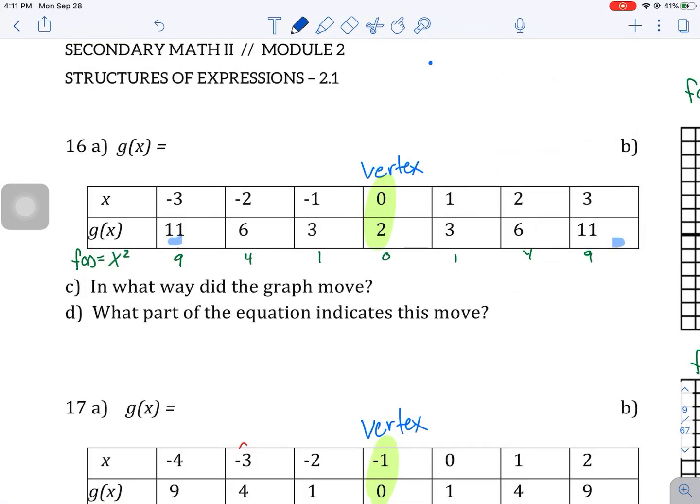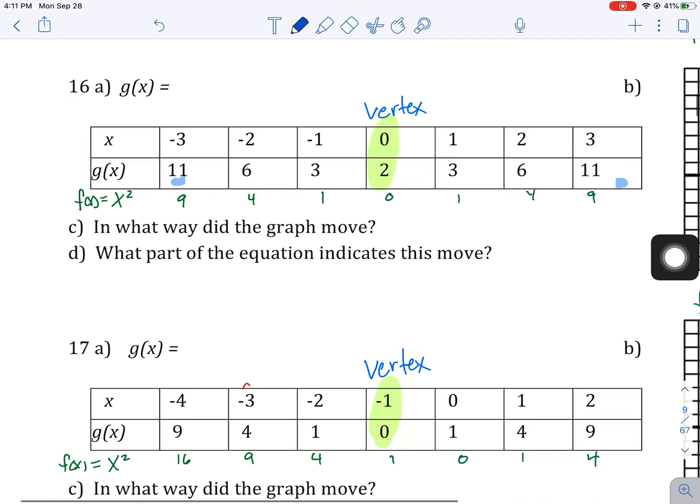Welcome. Let's go ahead and take another look at the set problems in 2.1. You're given a table of values, and this is for a quadratic equation. And the vertex is at the minimum point at 2. Notice it goes up 1 this way and up 1 this way.